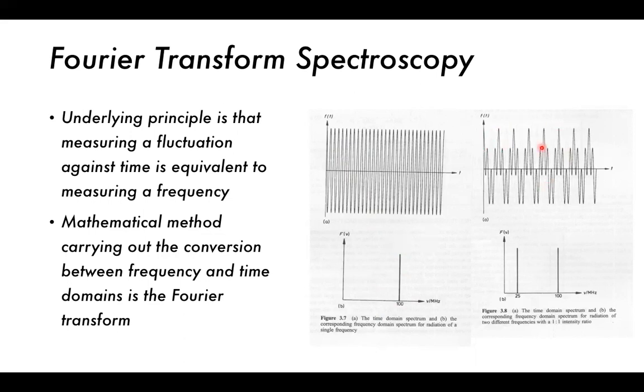You can see that some of these are very complex. Once this is deconvoluted into its individual components, we can obtain different frequency spectra. So the underlying principle here is that we're measuring a fluctuation against time, and that this is equivalent to measuring a frequency. This mathematical method carrying out the conversion between the frequency and time domains is the Fourier transform, which allows us to go from this, a series of time domain frequencies, to this, the frequency domain, which gives us the absorbance at a particular wavelength.